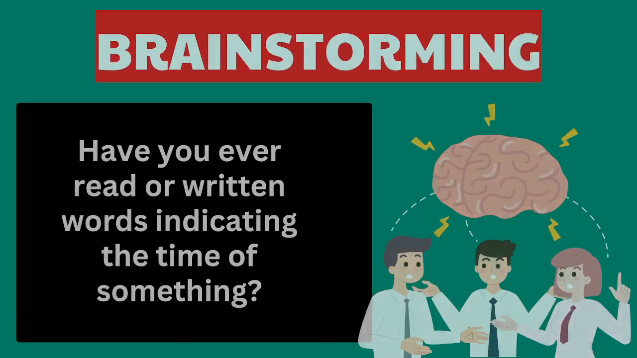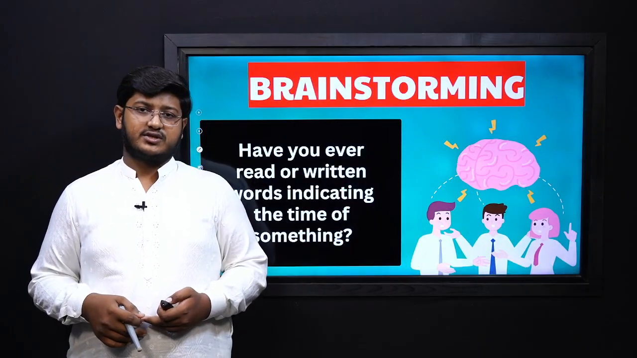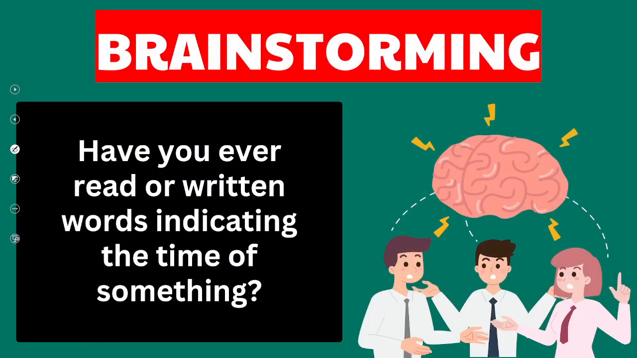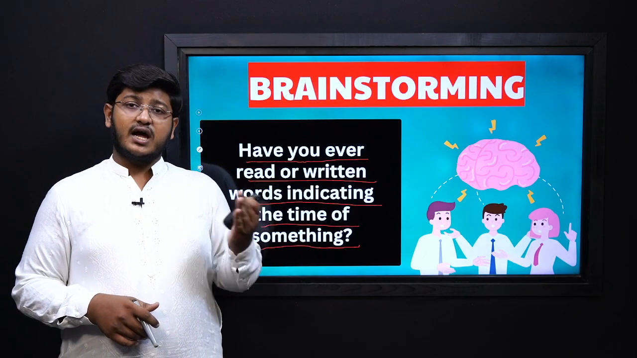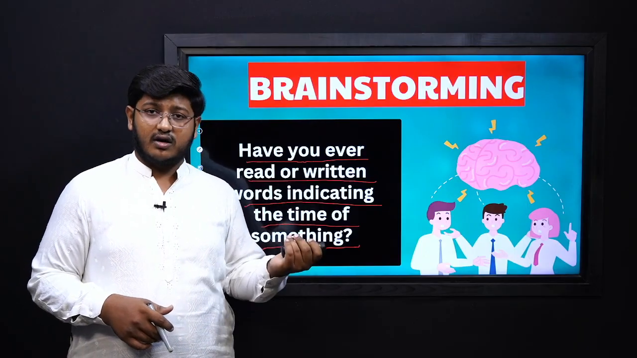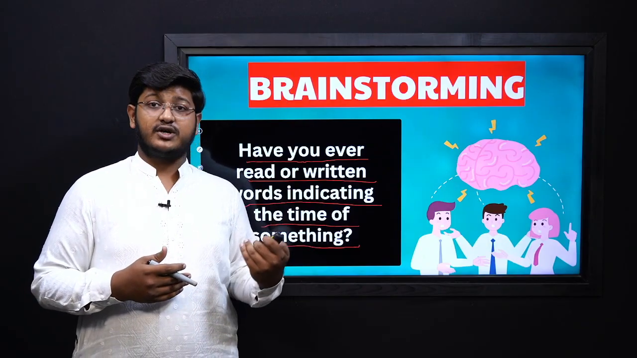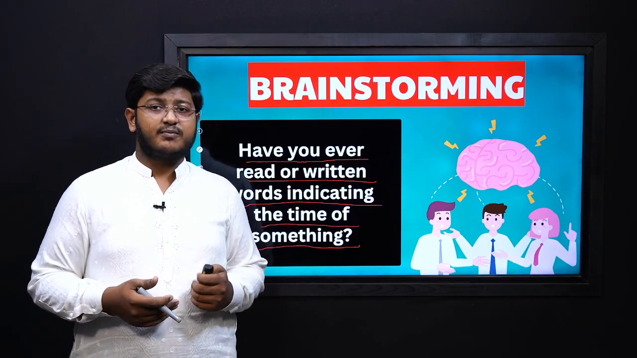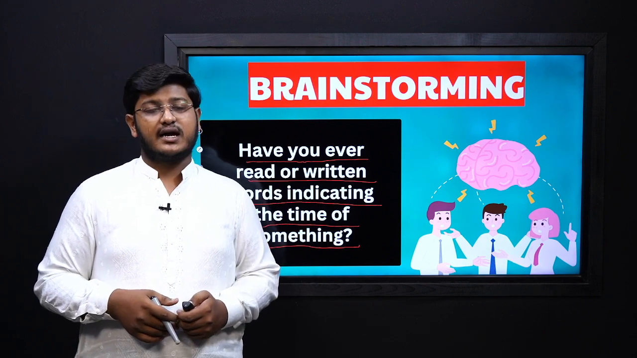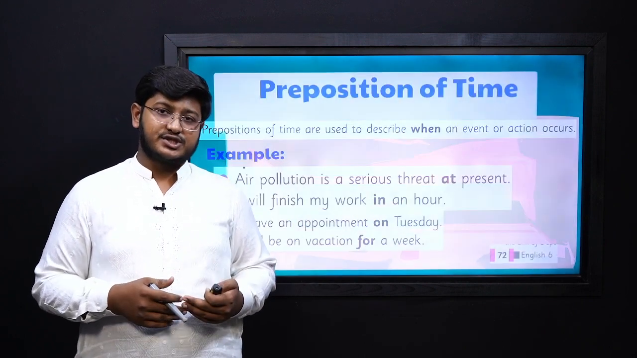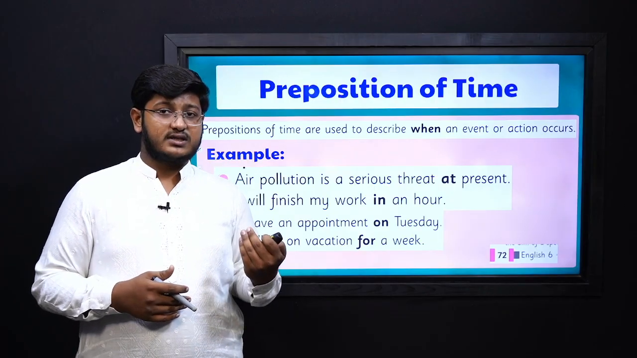So let's go further. Here we have a brainstorming session. What is the prompt of the brainstorming? The prompt says: have you ever read or written words indicating the time of something? I hope you have written or read such words which indicate the time of something, like we can say at 9 o'clock. So the word at is indicating a time. Such words which indicate the time of something are considered prepositions of time, which we also learned in the previous lecture.